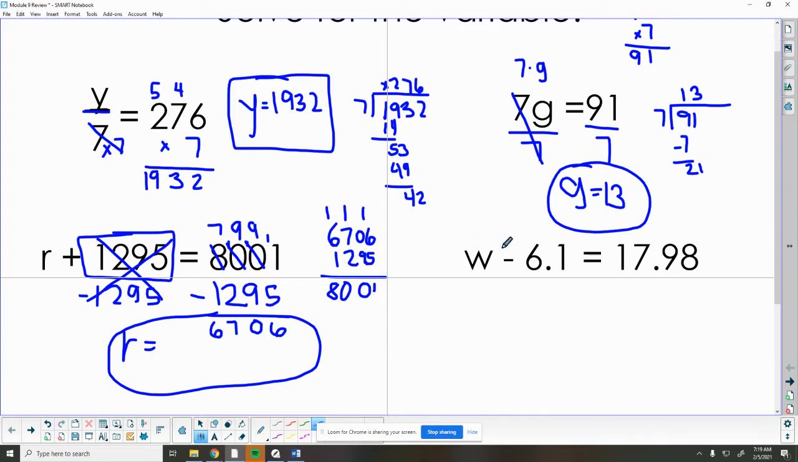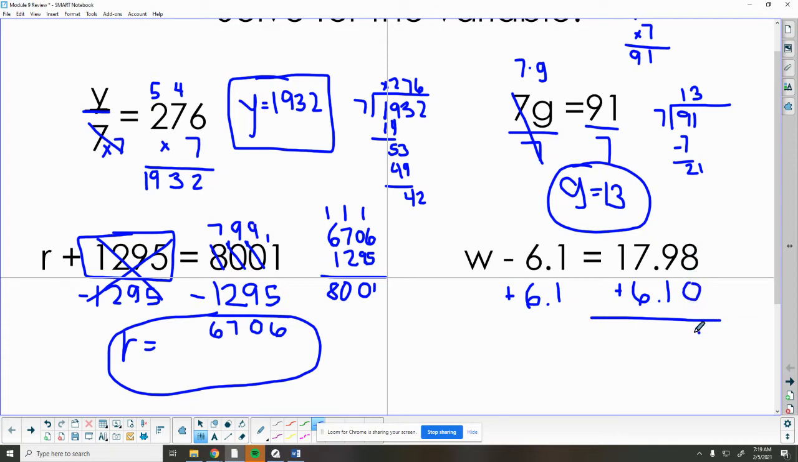Here we have w minus 6.1. So we want to get rid of this 6.1. So we're going to add on 6.1 and do that to both sides to keep it balanced. When we add with decimals or subtract with decimals, we need to line those numbers up. So here's 6.1, and then this is a 0 here.